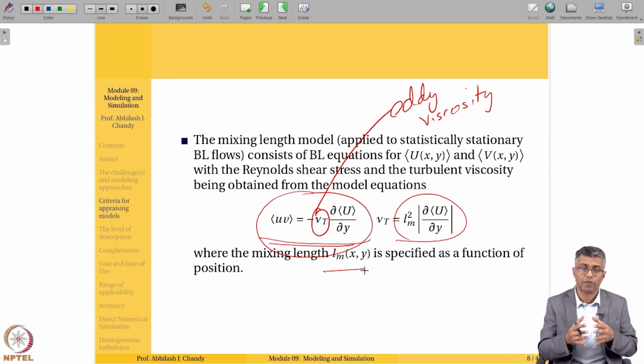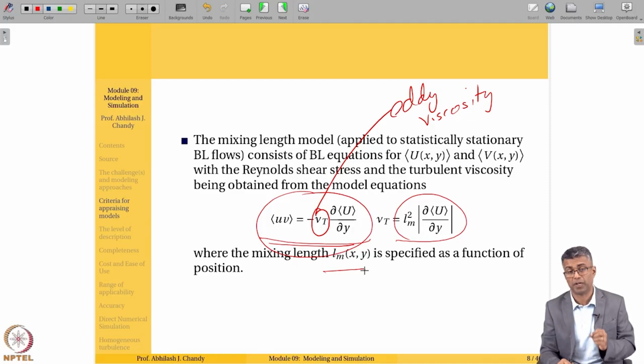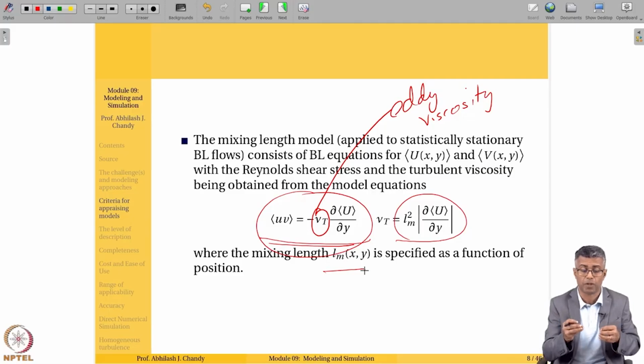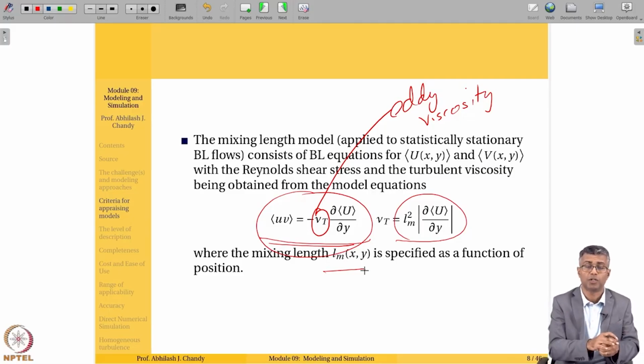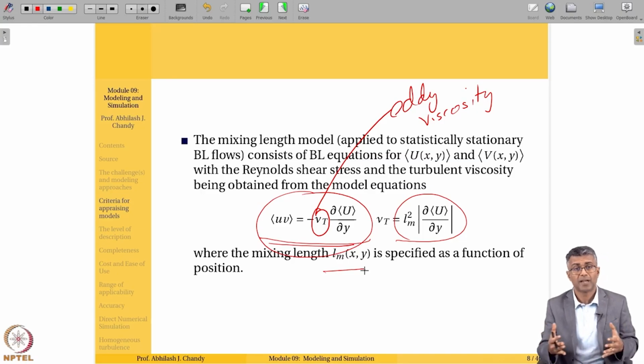The analogy of the mixing length model comes from kinetic theory of gases. Again, a fluid property, not a flow property. Kinetic theory of gases has to do with what the fluid is. In kinetic theory of gases, the idea is one molecule has a certain amount of energy. It travels over a certain distance called the mean free path before it bombards another molecule and transfers its energy to the other molecule, isn't it? That's based on the kinetic theory of gases.